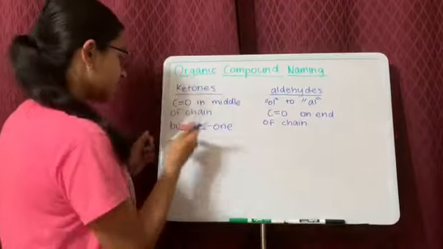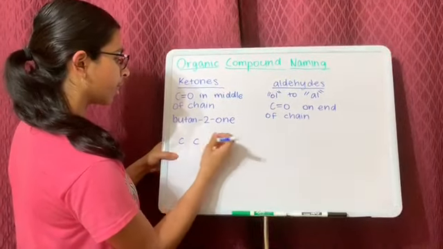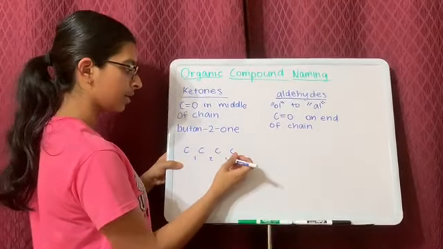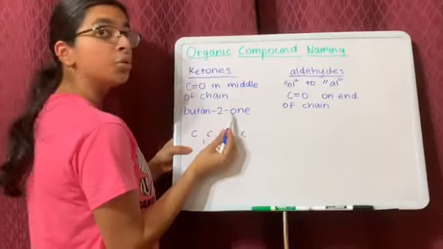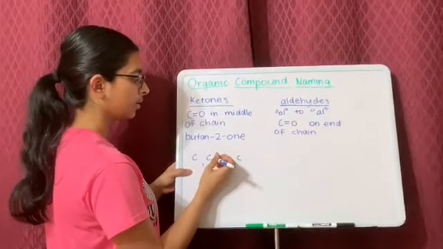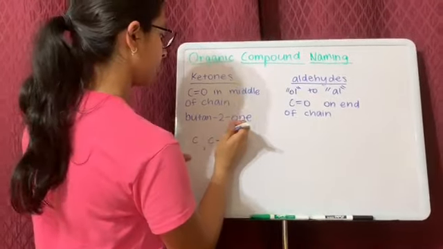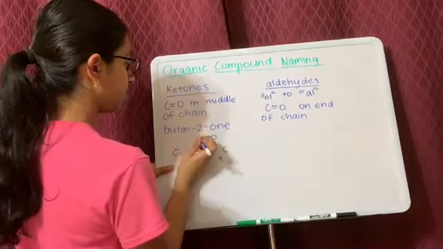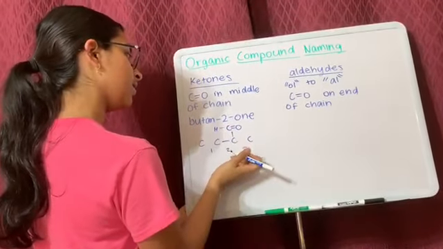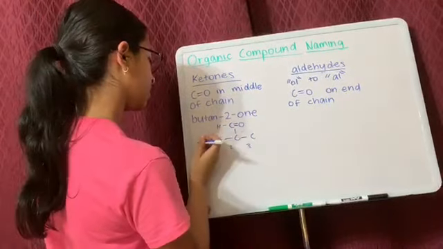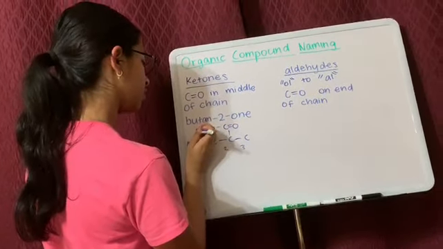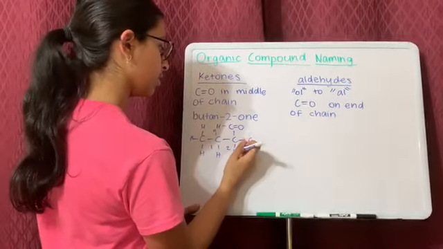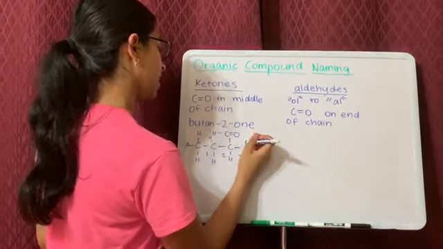So let's draw this. So we see butane, so that automatically tells us we have 4 carbons. And let's number our carbon-carbon bonds. So we have bond 1, 2, and 3. And it tells us that bond 2 is the one that has the carbonyl group. So this bond right here is going to have the C double bond O group. And of course, a hydrogen also comes with that. And we're going to finish this butane molecule, adding our hydrogens to it. And that right there is butan-2-one.